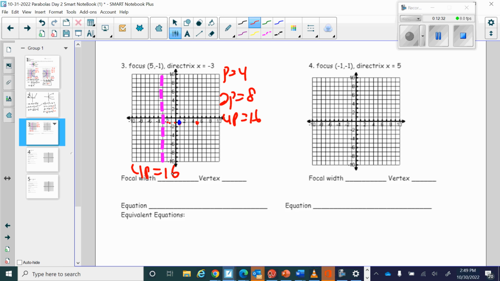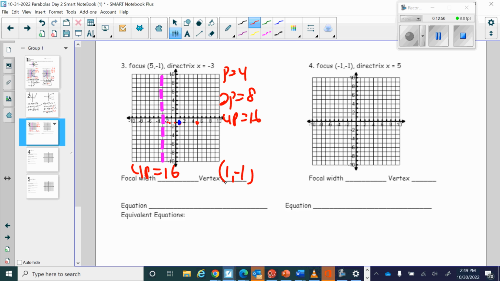My vertex now is going to be, let's see, that's 1, negative 1. So my vertex is 1, negative 1. All right. Good. And so let's put in my 2p on the graph.